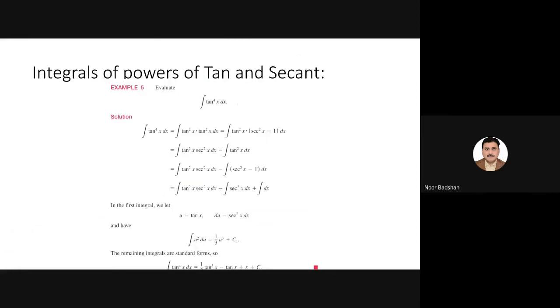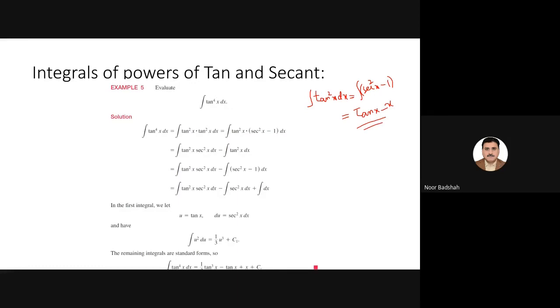Okay, what about the integral of higher powers of tangent x? What is the integral of tangent square x? We don't have direct integration of tangent square, so we first convert that into secant. We can write tangent square as secant square x minus 1. Then the integral of secant square is tangent x, and the integral of 1 is x. So the integral of tangent square is tangent x minus x.